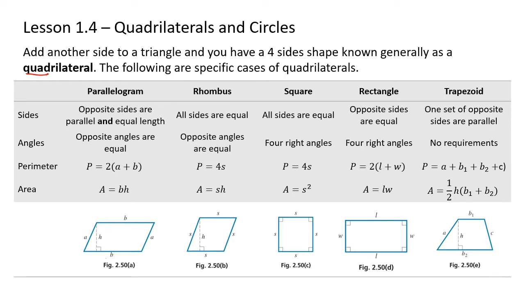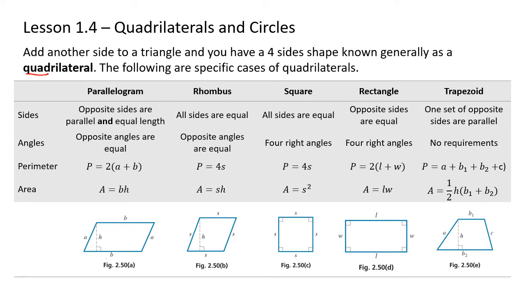Okay, perimeter is just 4 times S, right? Because it's the same side, S plus S plus S plus S. And the area is simply S, okay, multiplied by, again, the height. Remember, the height being taken at 90 degrees from that bottom line or bottom piece of the rhombus, okay?